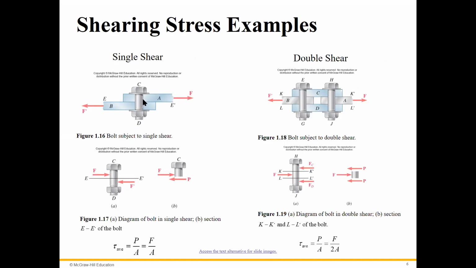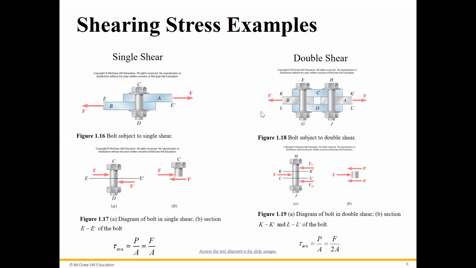And now these forces go to this board, right? And then it makes this section of the shear, right? So these two forces in opposite directions make the shear at this section. So this one is called single shear.